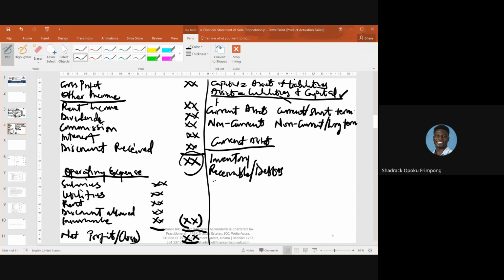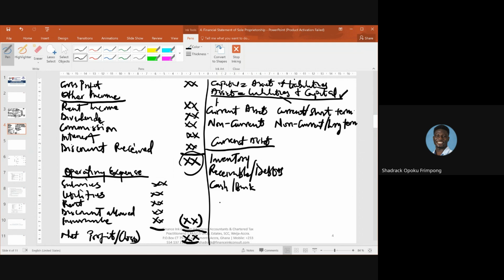We also have cash and bank balance. So this has to do with the cash you have with you in the office or the amounts you have in your bank account. The idea is that it's not going to be the same. It's going to change, right? You would utilize these funds. By the end of next year, you should utilize these funds to make more gains, right? So these are the few things under current assets.